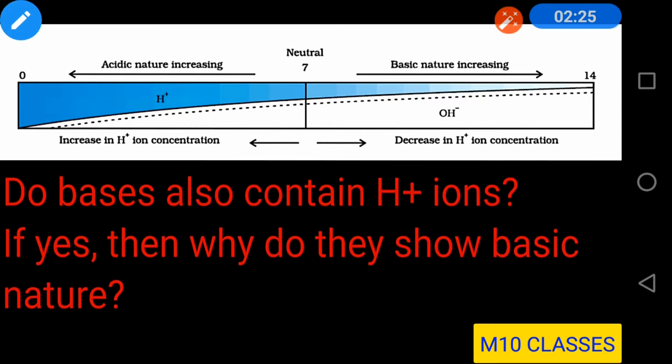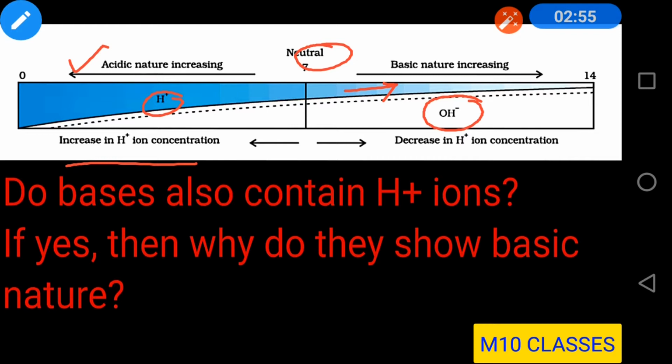Now here neutral, that means here the pH is 7. From the 7, as you go towards 0, the acidic nature is increasing. Here also the hydrogen ion concentration is increasing. Now see here. But when you go from 7 to 14, your hydrogen ion concentration here is decreasing. But the basic nature is increasing because of the increase in OH minus ion concentration.